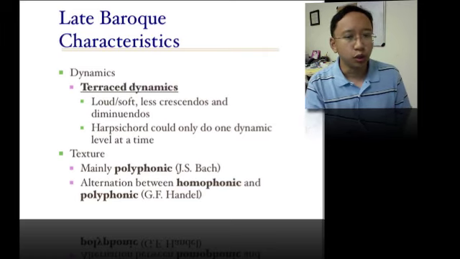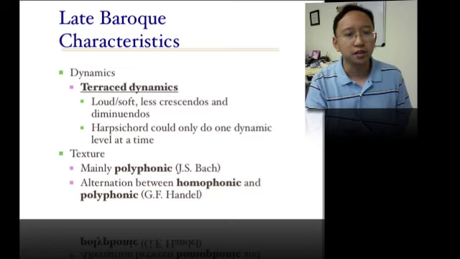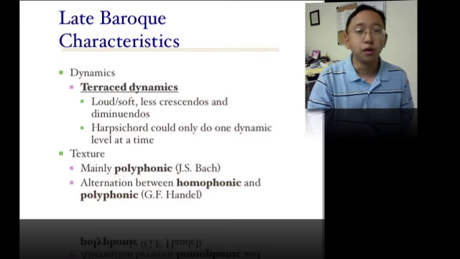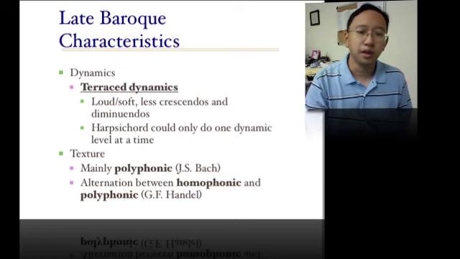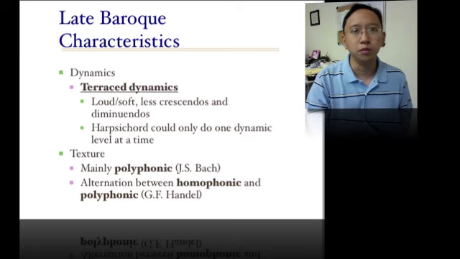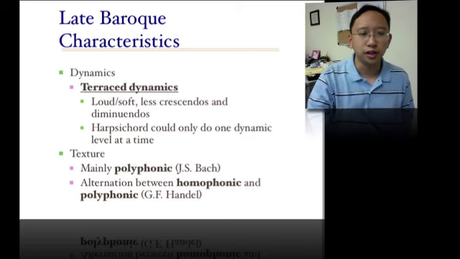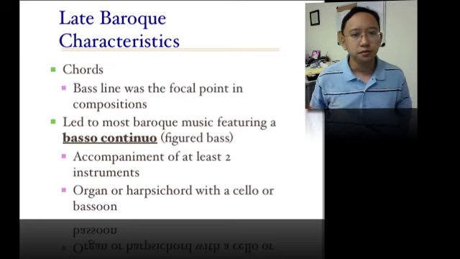And as I mentioned earlier, the texture was mainly polyphonic thanks to the work of Johann Sebastian Bach, who is thought of as the master of polyphonic music during this time period, if not of all music history. But other composers such as George Frideric Handel put together works that alternated between both homophonic and polyphonic textures.